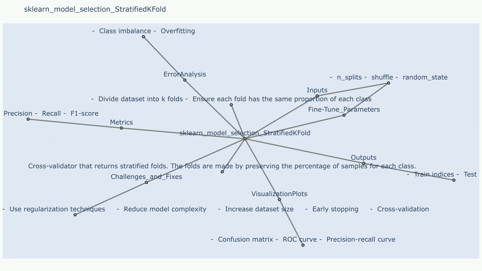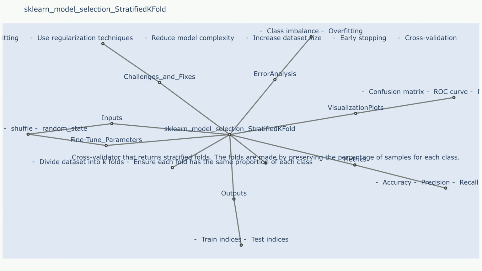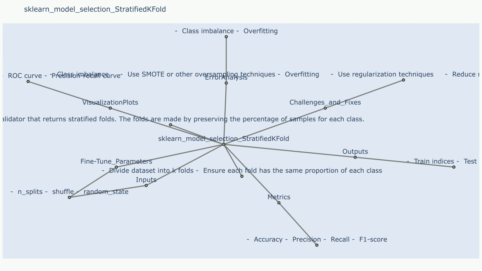Metrics: accuracy, the percentage of correctly classified samples. Precision, the proportion of true positives among predicted positives. Recall, the proportion of true positives among actual positives. F1 score, the harmonic mean of precision and recall.